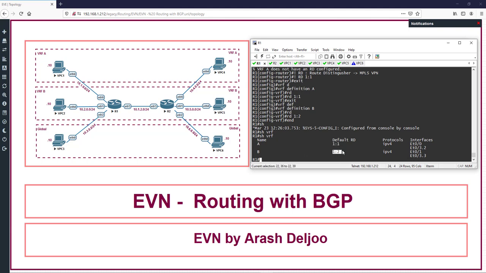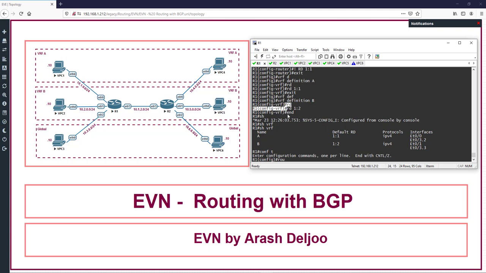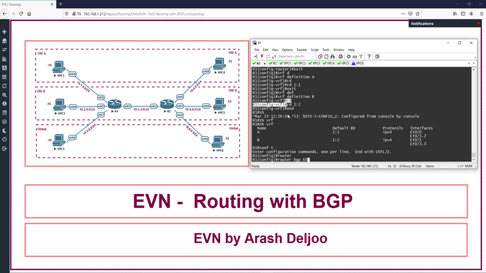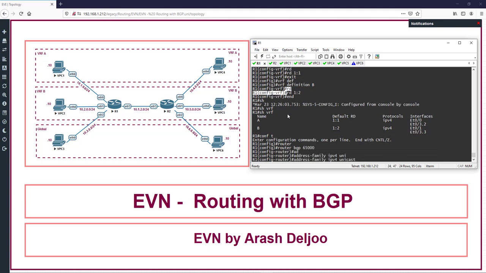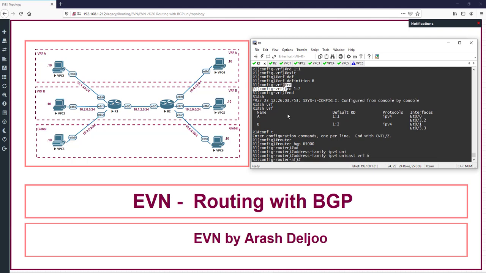Don't think about the RD. RD is not a concept of the EVN or VRF Lite course. It's a concept of the MPLS VPN course. Very good. In R1, I configured the RD. Let me go again to BGP, router BGP, for example, 65000. Then we are in address family IPv4 unicast for VRF A.